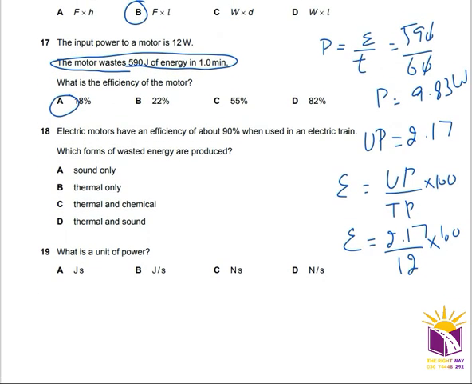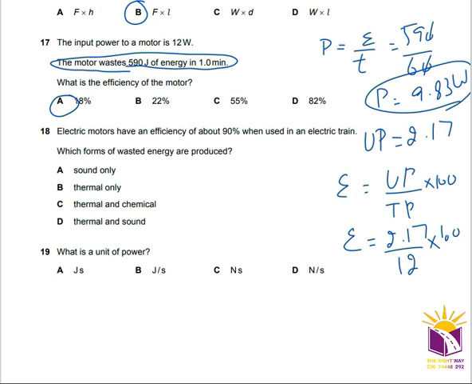Some students get confused. They use this power, but this power is not useful power. This is the wasted power. So we are not going to use it because in efficiency we use useful power divided by total power multiplied by 100.